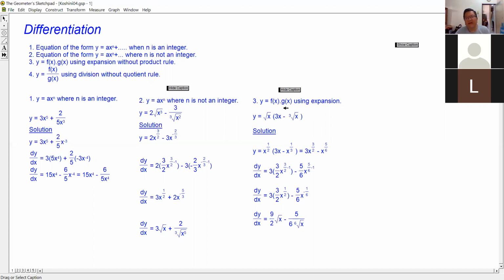But since they say a simple one where you can do using expansion, I'm going to expand this term, multiply this function with this function. Now if it is expressed in square root or cube root form, it is quite difficult to multiply. So I have to write them in this fractional form. So square root x I write down as x to the power of half. Then whatever is inside the bracket, I also express as a power of a fraction. So finally, I have x to the power half, bracket 3x minus x to the power of 1/3.